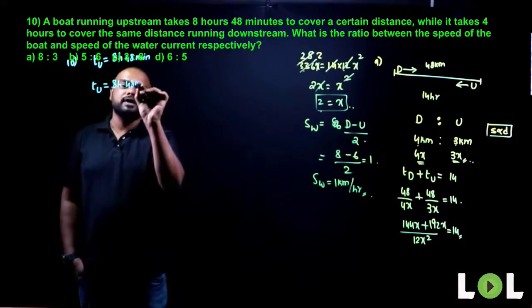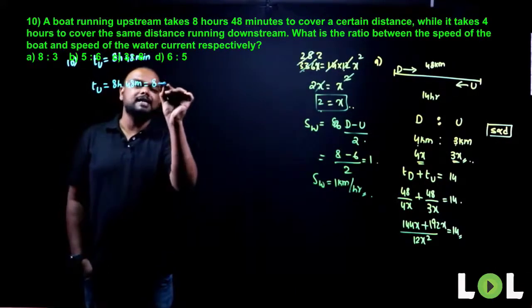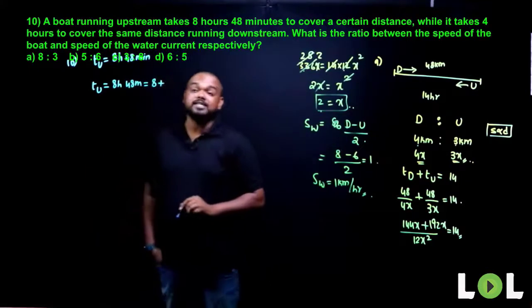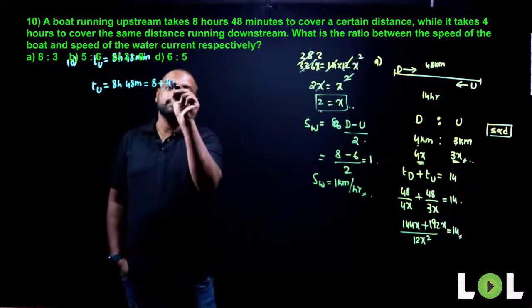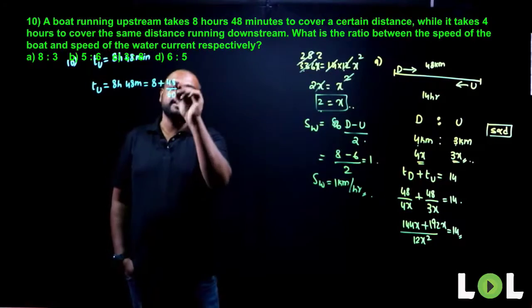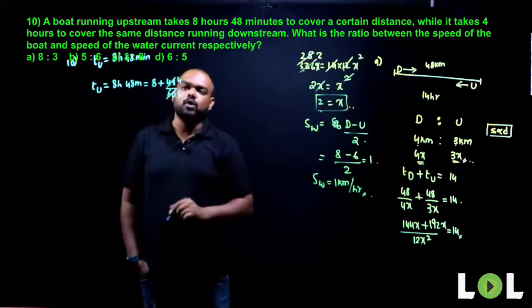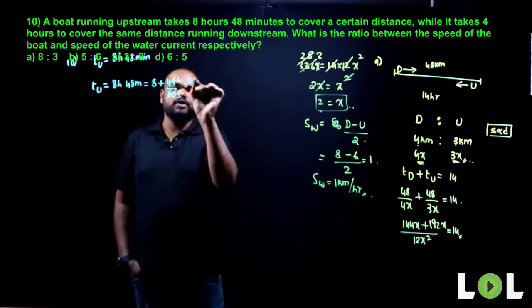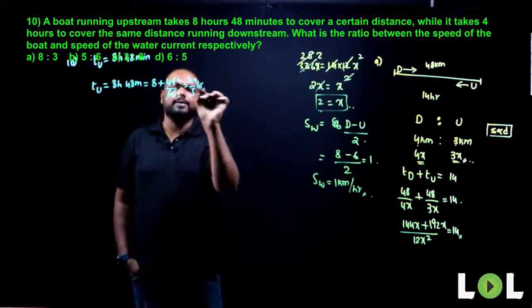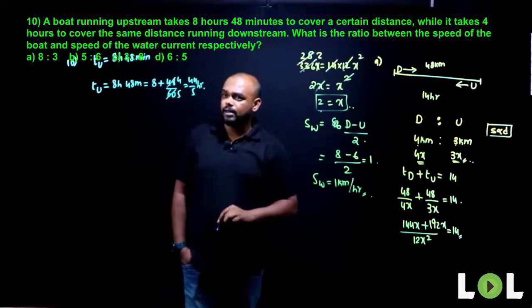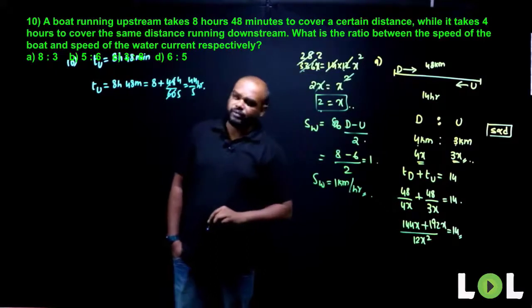You have to convert this. How? 8 hours plus 48 minutes. Convert it into hours. 48 by 60. 12 into 4, 12 into 5. 4 by 5. 8 into 5, 40. 40 plus 4, 44. 44 by 5 hours altogether. Am I right? Yeah, perfect.